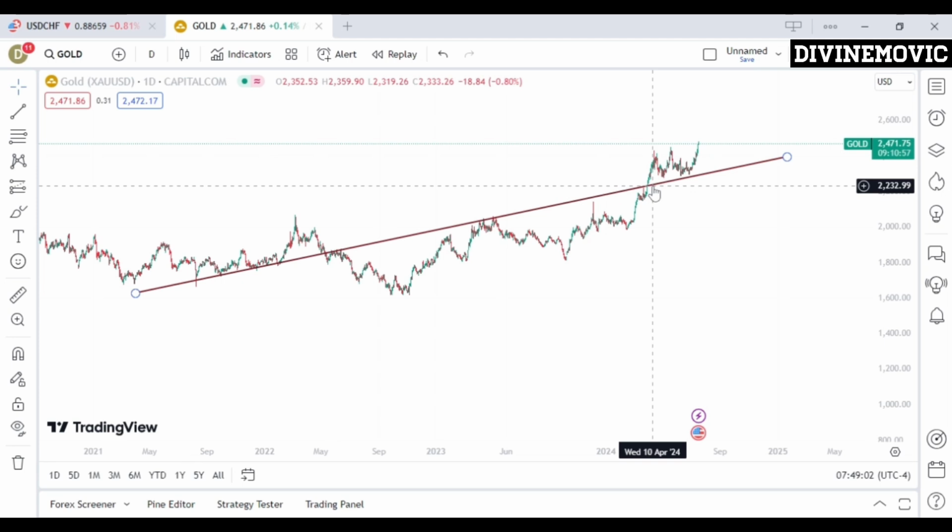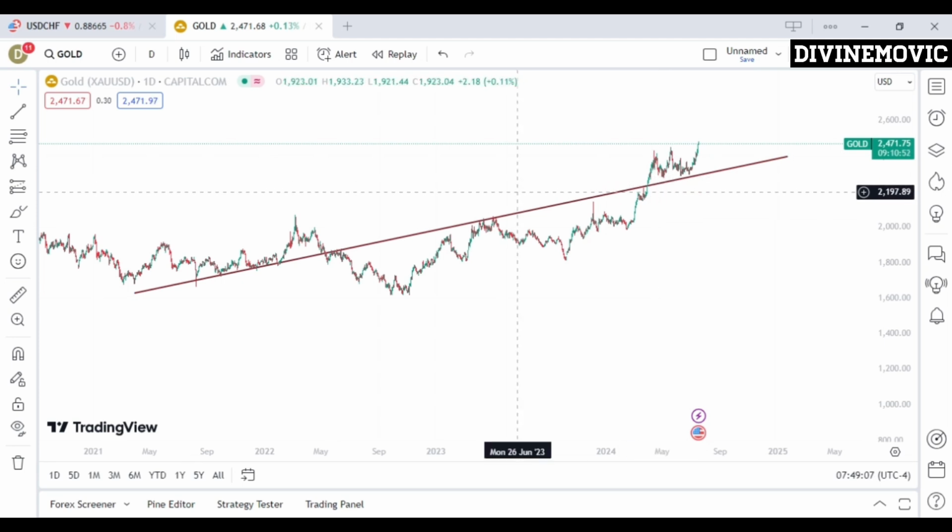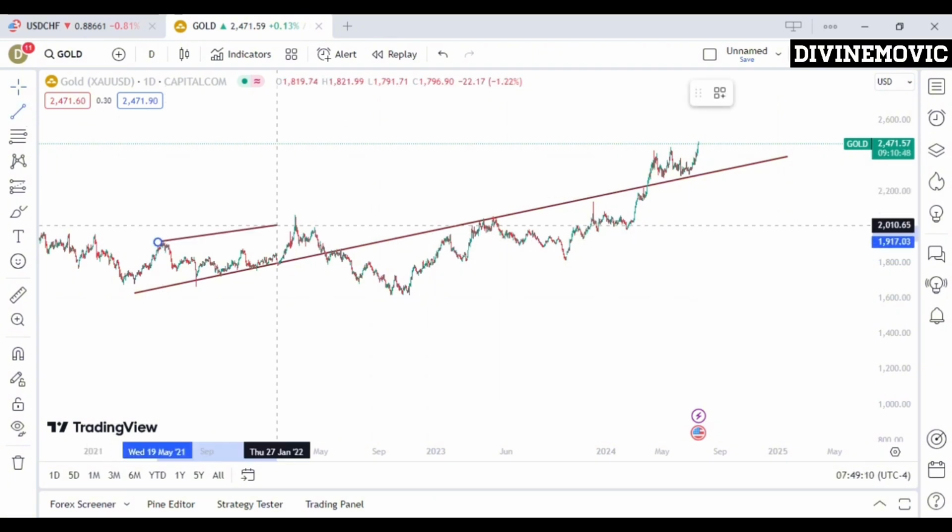I haven't identified the support here. There's always going to be a resistance for every support. Now, where is the resistance? For us to get the resistance, we want to simply see how we can draw from this point.